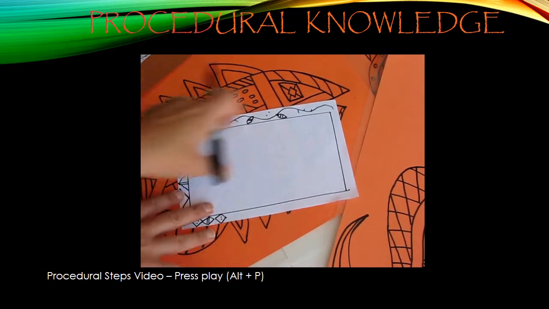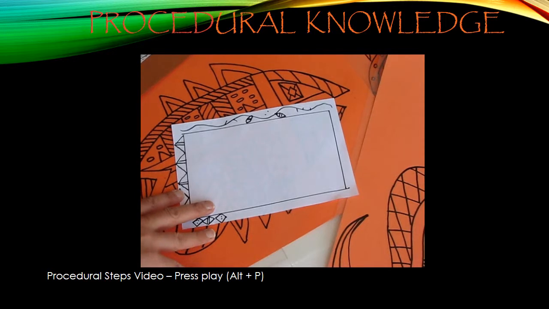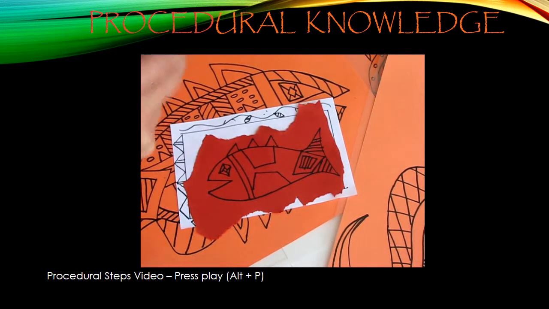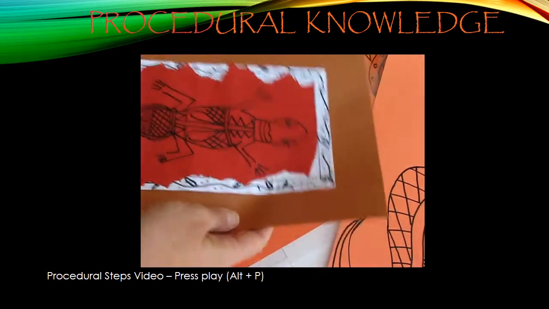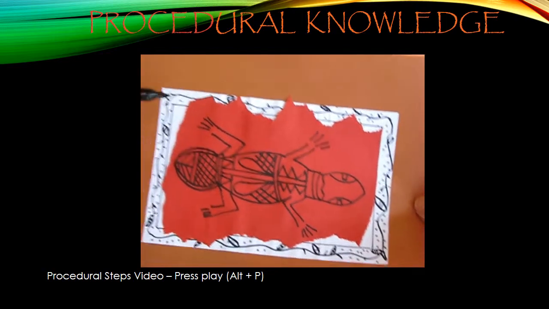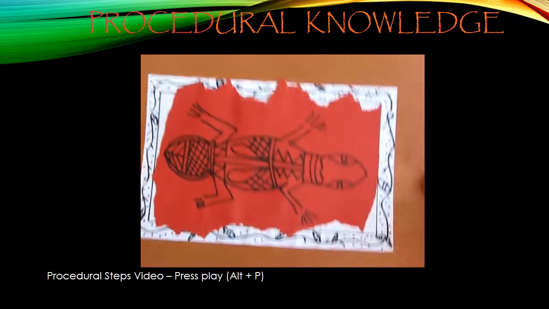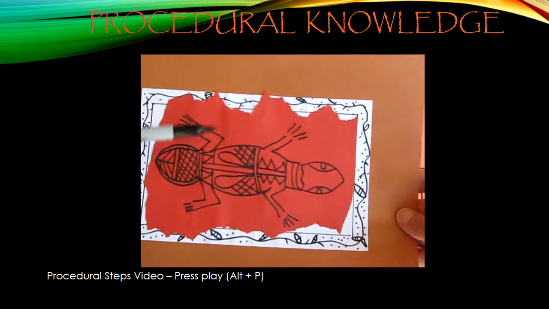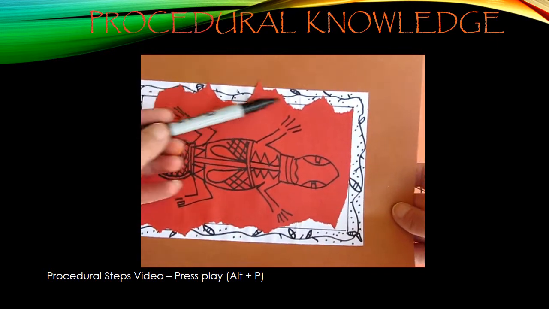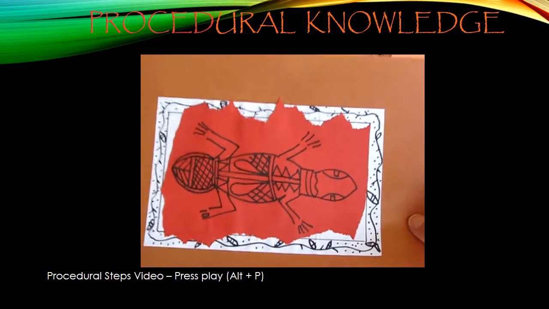When you've got your border done and your skeleton animal complete, you're going to glue them. So here's one that I've initially started. You're going to glue your red construction paper onto your white paper and then onto your brown construction paper. So you've got it layered. Now you can see here with the red paper that it kind of overlaps. This is where we're trying to replicate the bark.